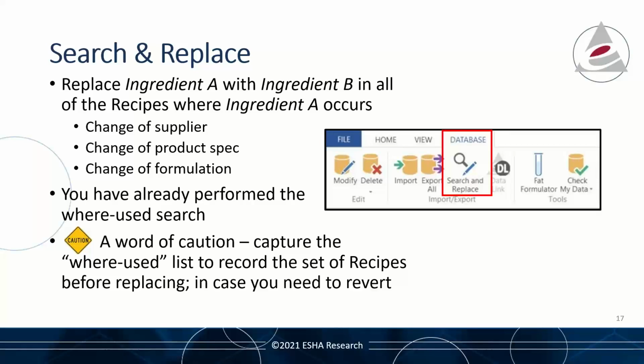But I do want to mention the word of caution here that there's no undo button with the search and replace. So that's why we stress that step of saving the where used search so you have that original list of recipes before replacing the ingredient that you need to replace.